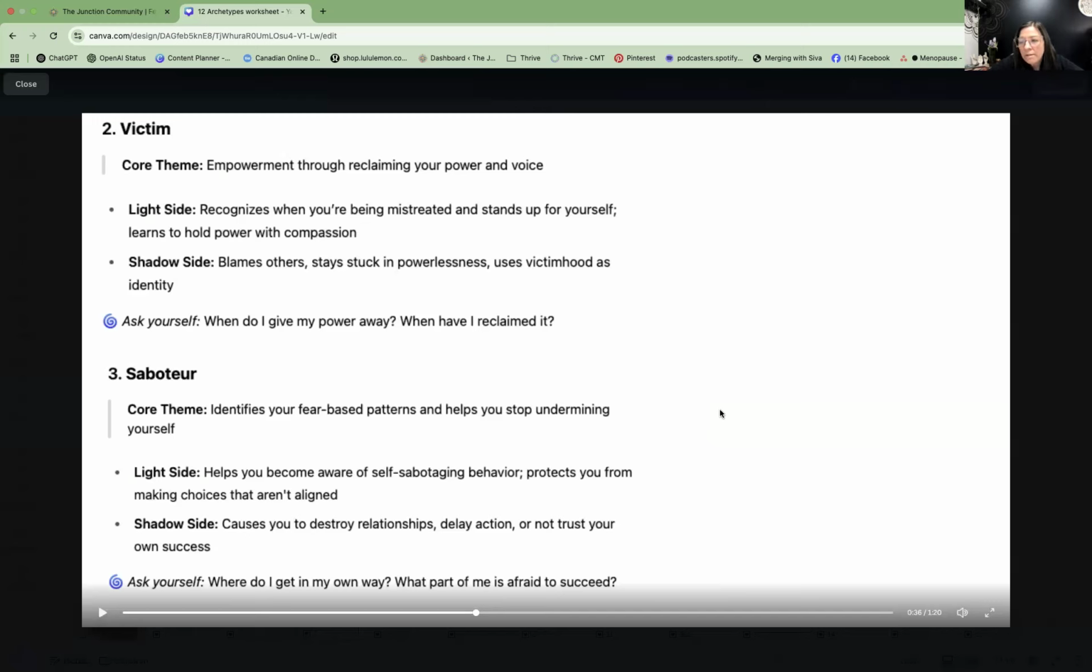But at the other end of it, the light side, this is where it helps us become aware of our sabotaging behavior. And it can help us protect from making choices that are not aligned. So again, just like victim, there's two sides to this. And depending on where you're at in your journey and what archetype wheelhouse you're going to put this in, can determine maybe there's some shadow energy, but it also definitely could be light energy.